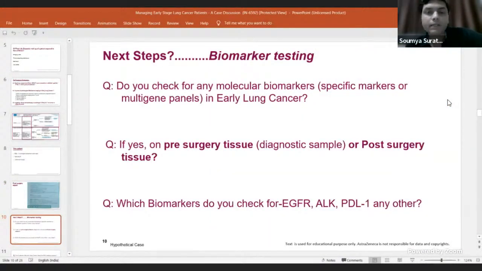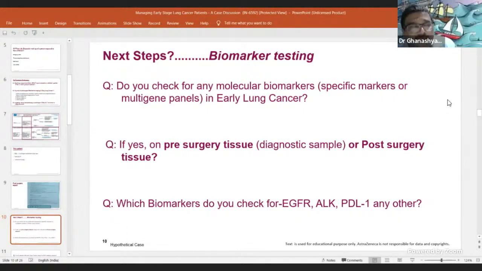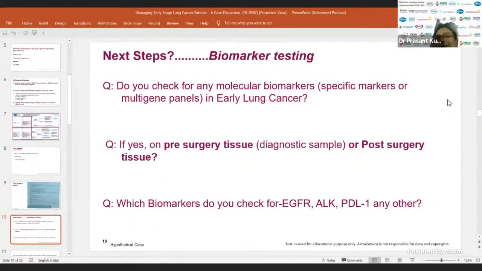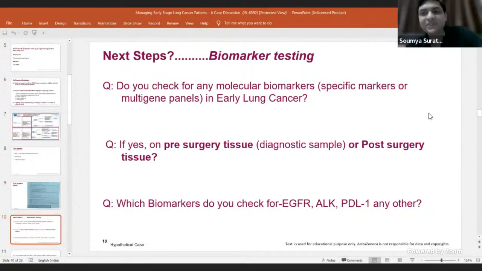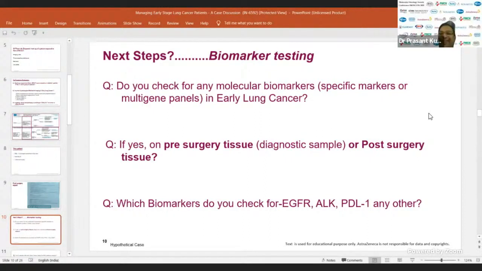Coming to the biomarkers, I will go back to you, Amit, again. Prashant, Dr. Prashant is there. So Prashant, do you do it in early lung cancer? Pre-op, would you like to go with? Prashant has not joined. Yes, I'm there. I've joined already. Very good. I've joined late. Sorry for the late joining.